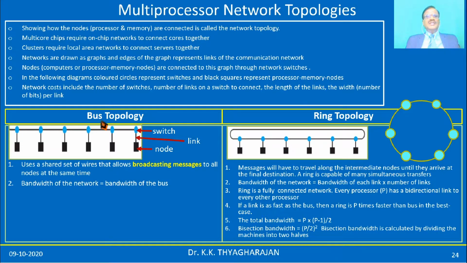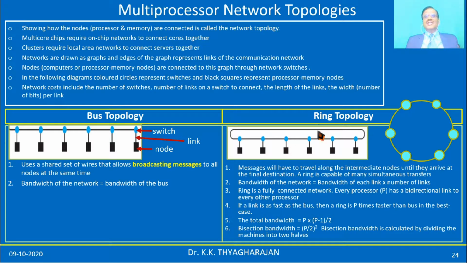Now let us see these two network topologies, that is bus topology and ring topology. In the case of bus topology, a set of wires are used as a bus and all the nodes are connected with the bus through links. So in this case, the message will be broadcast through these wires or bus and any node can access it. So the bandwidth of the network is nothing but the bandwidth of the bus.